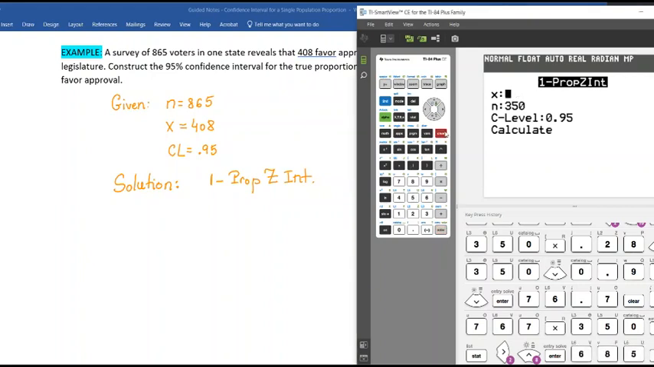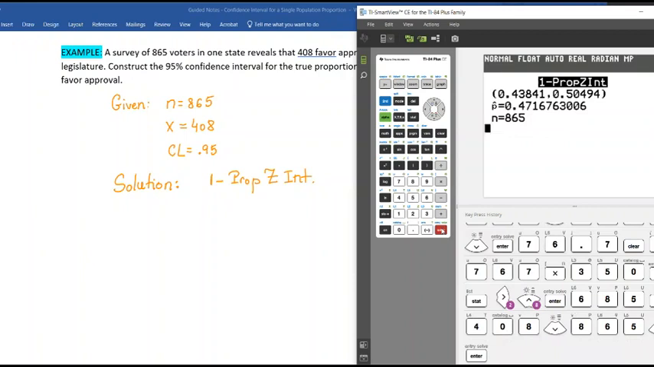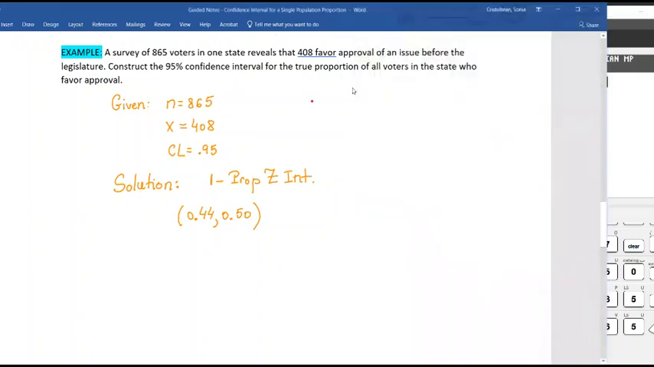In this case, we have x, which is 408. We have n, which is 865. And the confidence level, which is 0.95. So we'll just simply calculate. And here we have the proportion to be in between these two values: 0.44 and 0.50. Between 44% and 50% of all voters in the state favor approval.